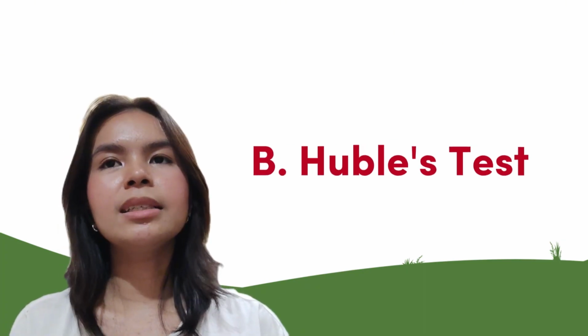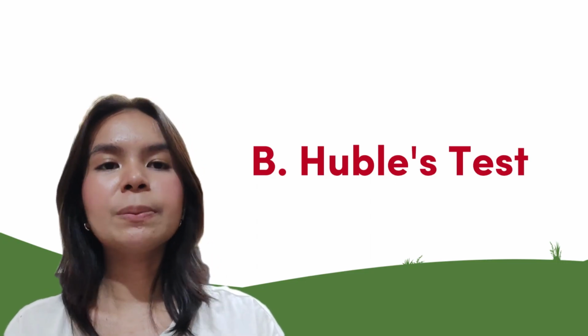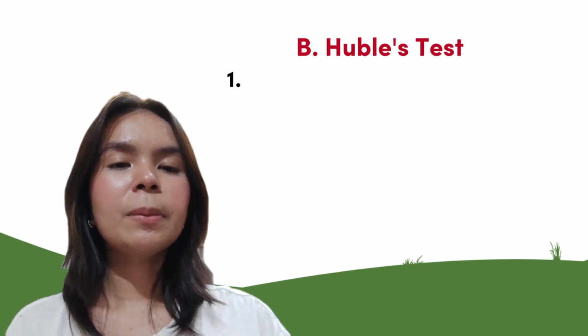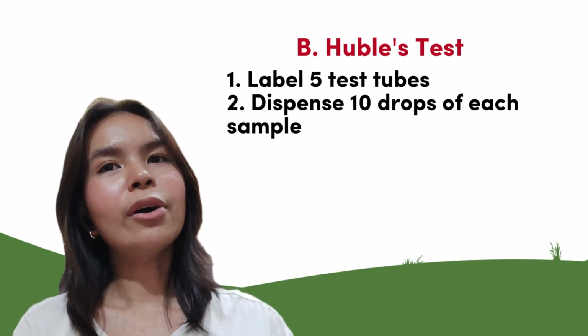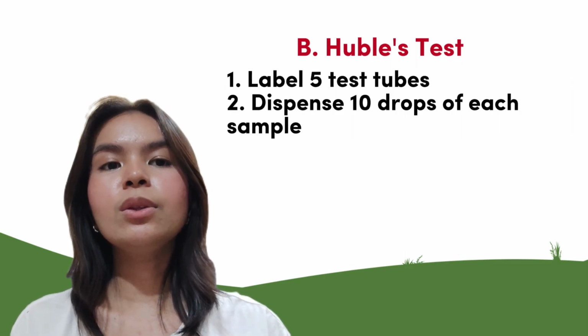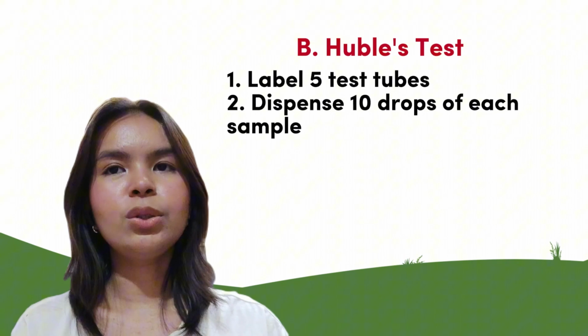So the next test that we are going to do is the Hubl's test. It helps us to identify the unsaturation of lipid samples using iodine solution. So we need to label 5 test tubes and add 10 drops of each sample, canola oil, olive oil, unknown 1, and unknown 2. And add a pinch of palmitic acid in the last test tube.